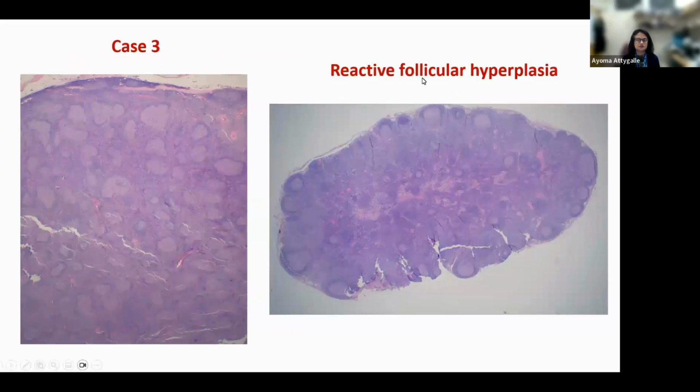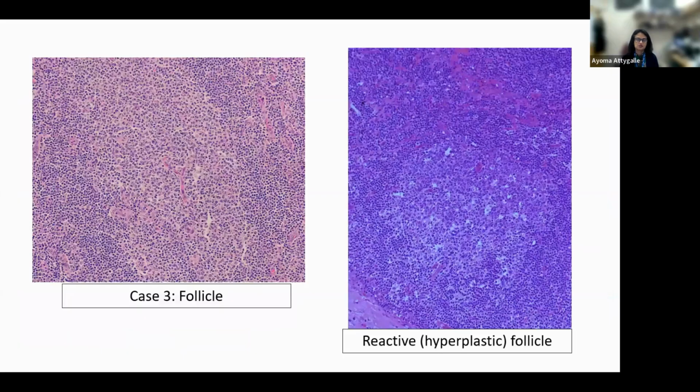So this was the reactive follicular hyperplasia that I showed you at the start of the talk, and on the left is case 3. You can see the distribution of the follicles in this reactive follicular hyperplasia is very different to this dense infiltrate, where the whole lymph node seems to be involved by this follicular process. If you look at these follicles, as I said, there are no tingible body macrophages to be seen, and they seem to be mostly composed of centrocytes.